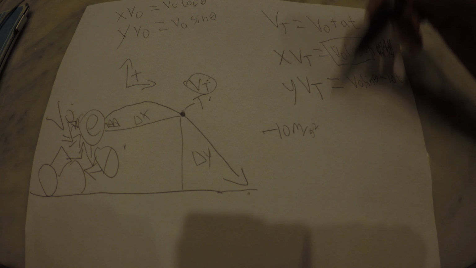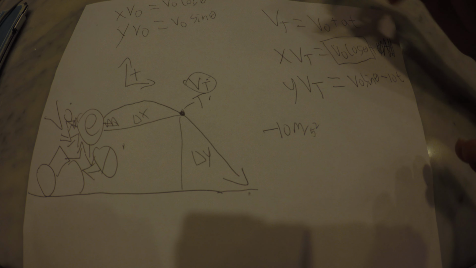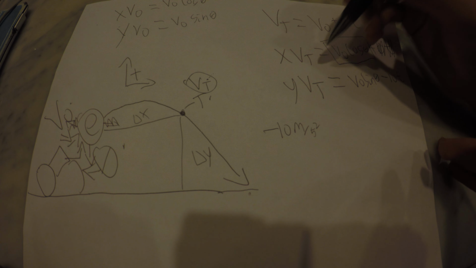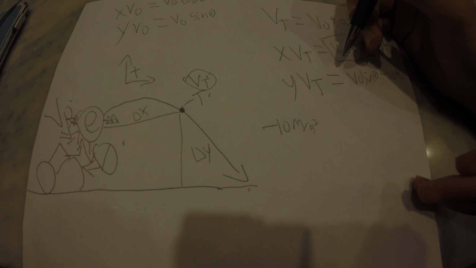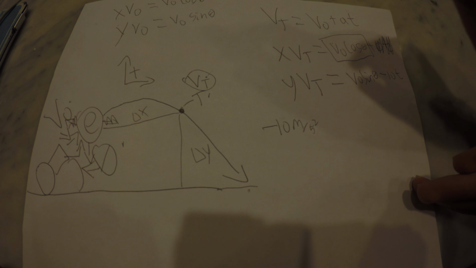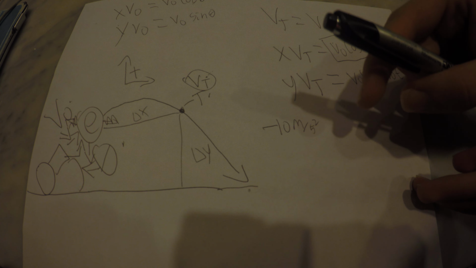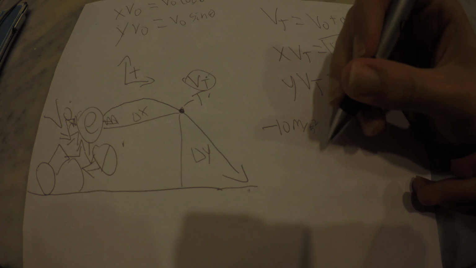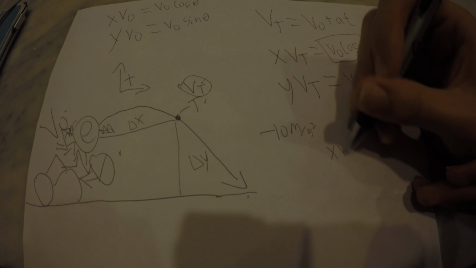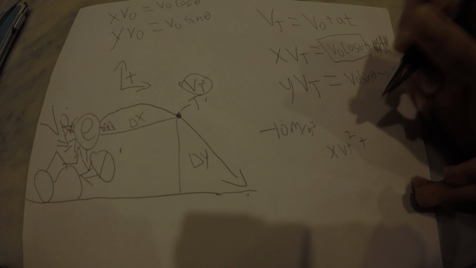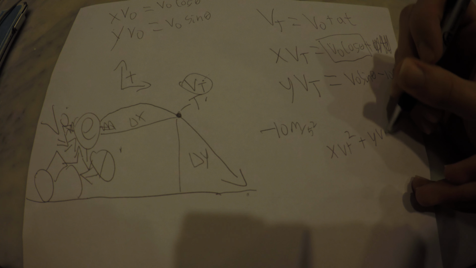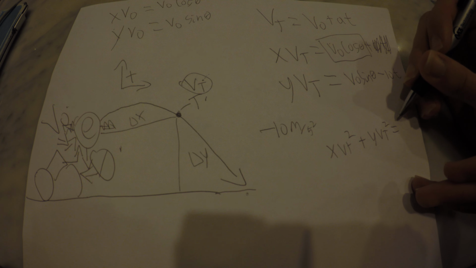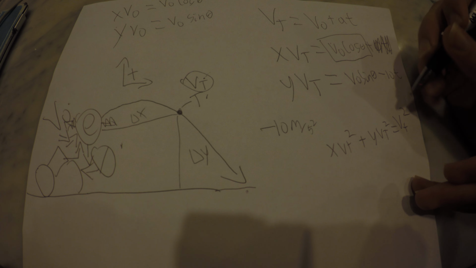Now that we have both of our x and y velocities at the time, we need to find our total velocity at the time. In order to do that, we're going to have to use the Pythagorean theorem. I knew it would come in handy one day. So, a squared plus b squared is equal to c squared. Simple, right?